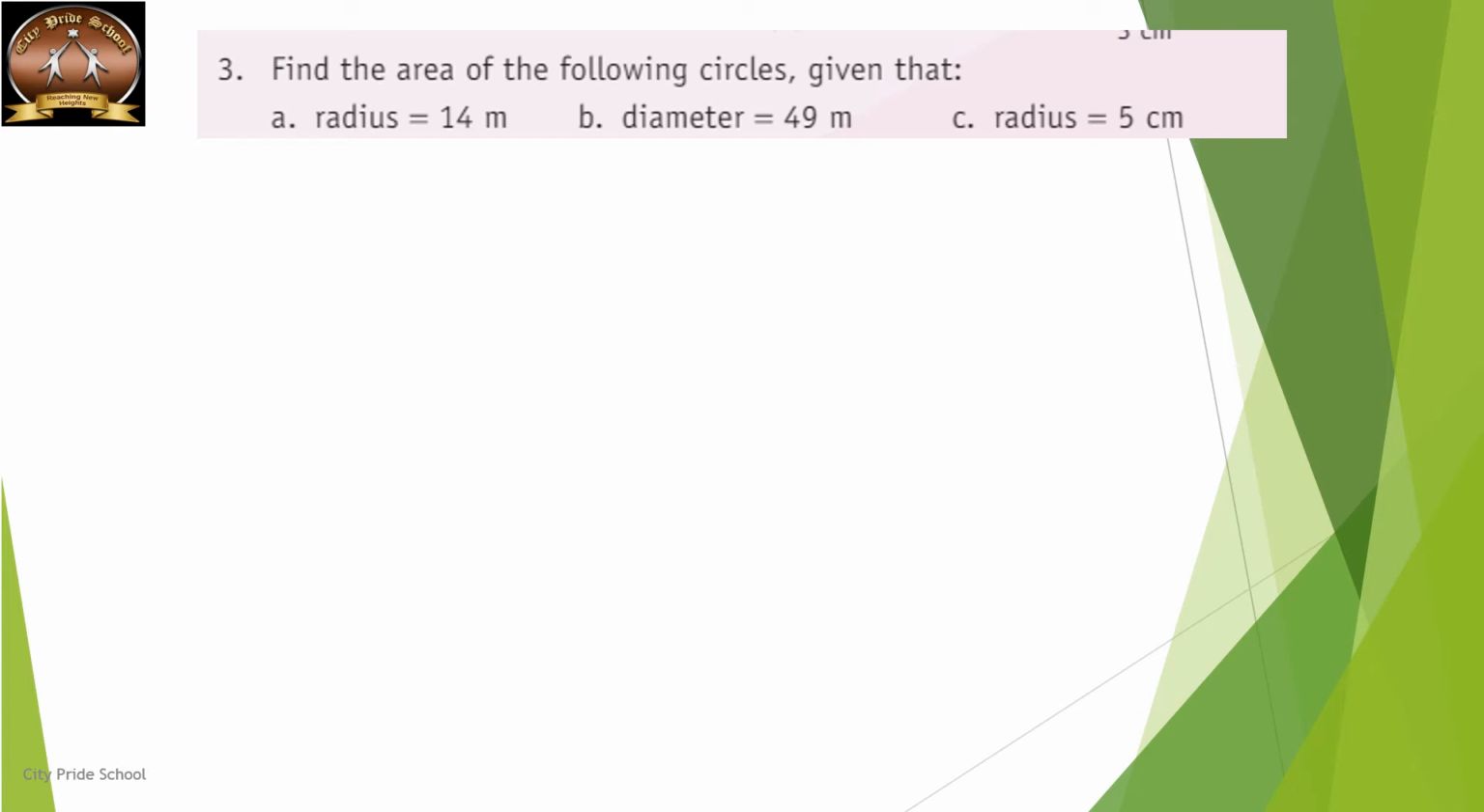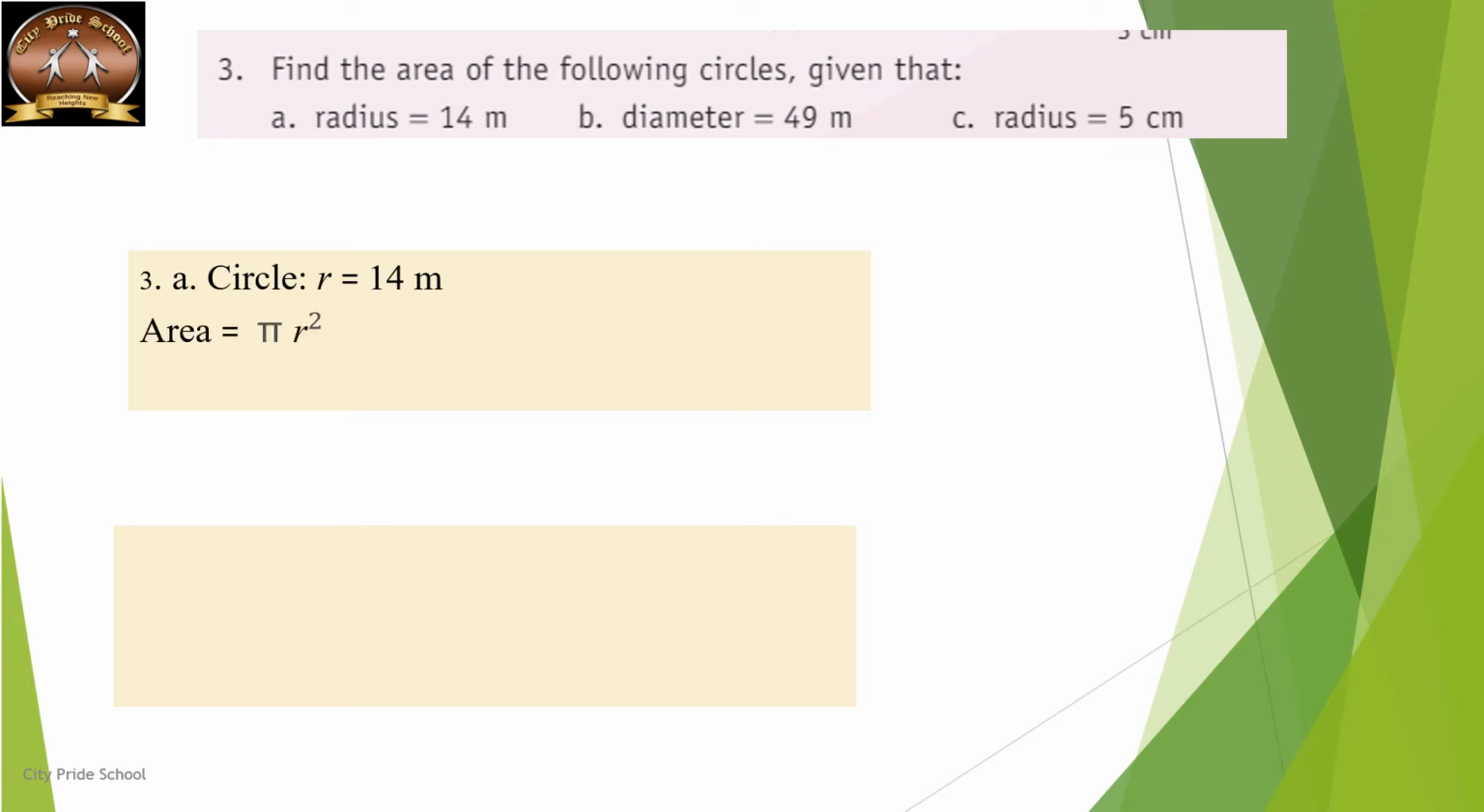Let us find the area of the circles. The first one tells us that the radius of the circle is 14 meters. So what is the area of the circle? Pi into r square, correct? So pi is 22 upon 7 into 14 into 14. We know that there will be cancellations. 7 ones are 7, 7 twos are 14, and the multiplication gives us the answer 616 square meter.